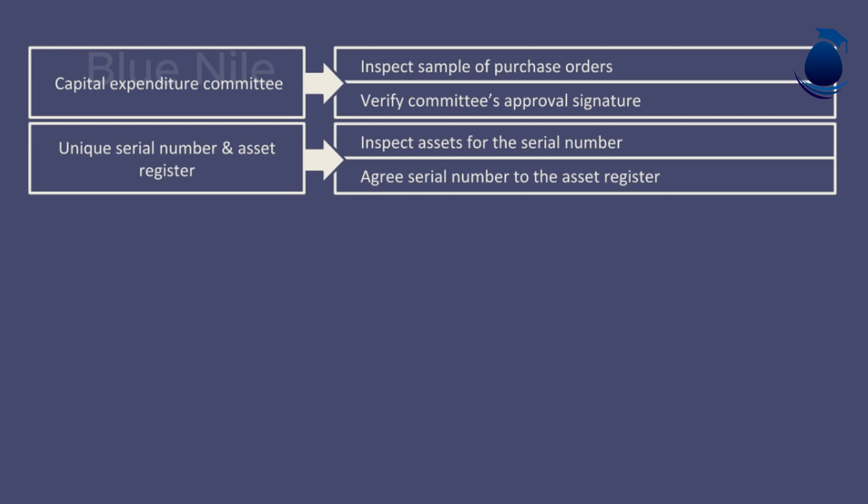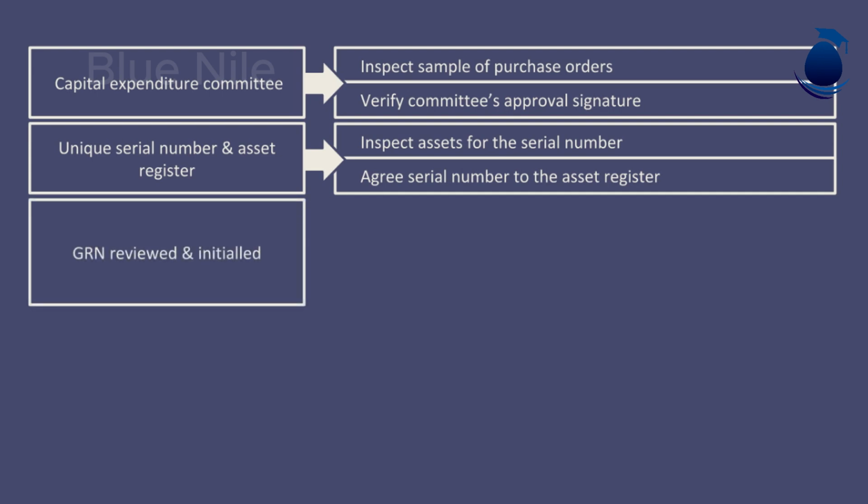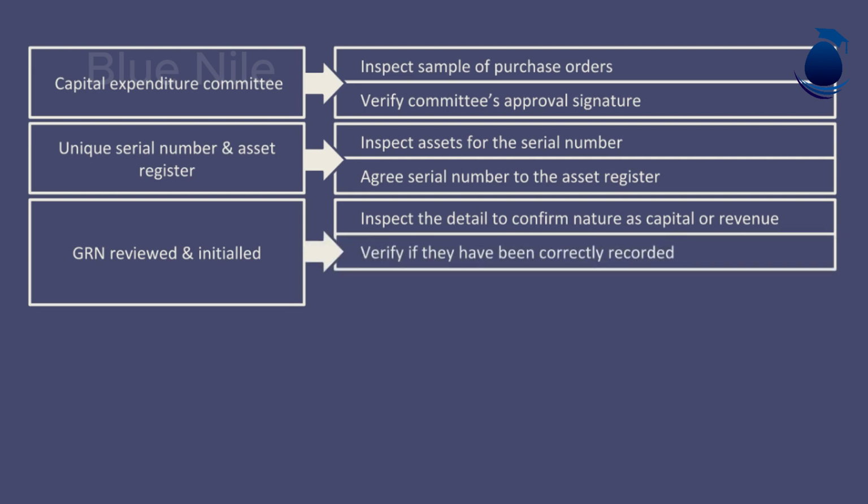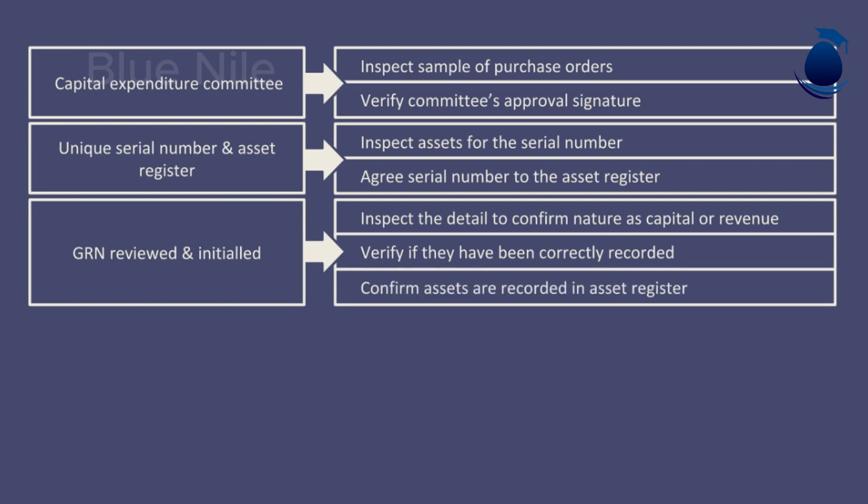The next control is when the asset arrives. A goods received note is completed, which details the nature of the expenditure, and it is reviewed and initialed by a responsible official. A control test could be, for a sample of GRNs, inspect the detail to confirm whether the nature of the goods is capital or revenue. Then confirm whether the initials of the responsible official are present, and if they have recorded correctly as an asset or expense. Then for assets, confirm they are recorded in the asset register.